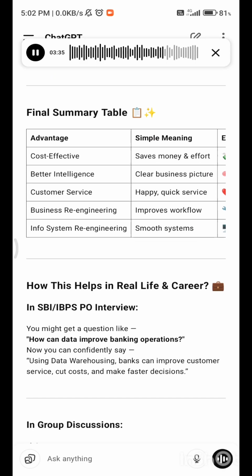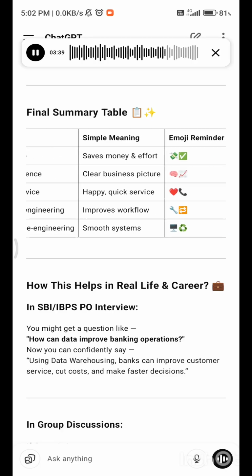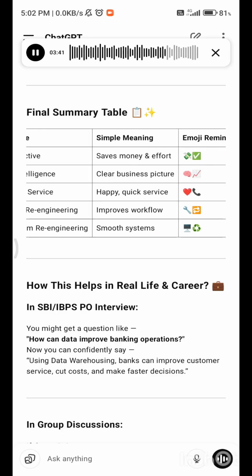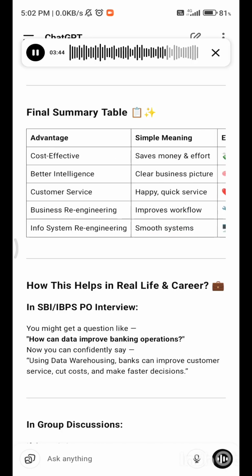Final summary table. Advantage, simple meaning, emoji reminder: cost effective, saves money and effort; better intelligence, clear business picture; customer service, happy, quick service; business reengineering, improves workflow; info system reengineering, smooth systems.